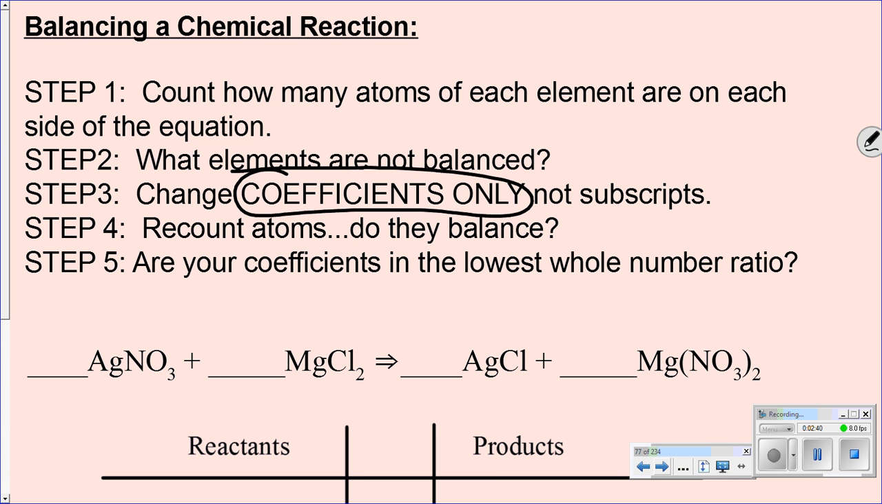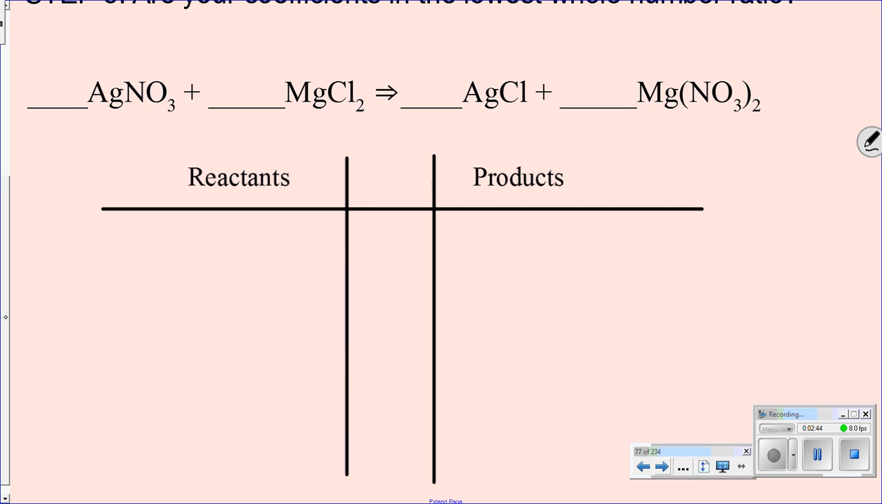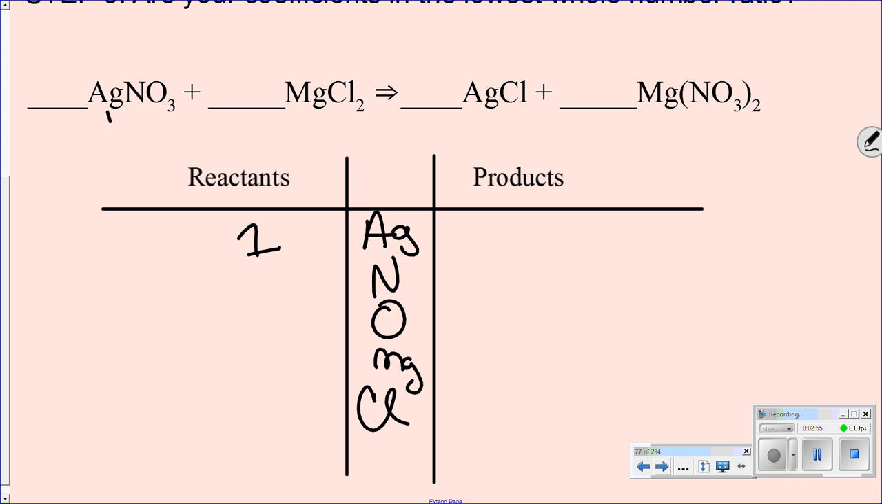What we're going to do first is count how many atoms of each element we have. So we've got silver, nitrogen, oxygen, magnesium, and chlorine. Right now I have 1 silver right here, 1 nitrogen right here, 3 oxygens right here, 1 magnesium, and 2 chlorines. So these are my starting amounts.